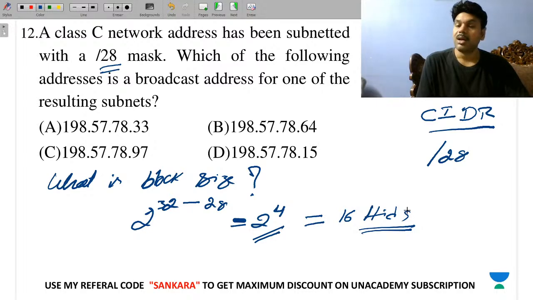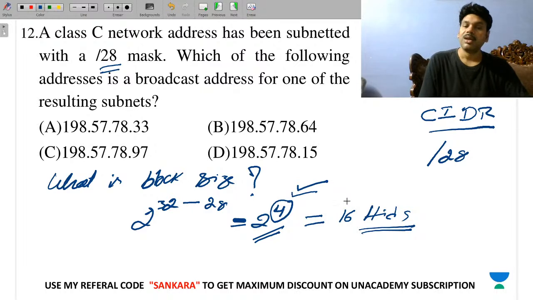That means the last 4 bits are supposed to be ones. You need to decide your broadcast address. Last 4 bits zeros means it is the subnet ID. Last 4 bits ones means it is the subnet broadcast address, because your block size is 16 only. So my dear friends, you identify it in such a way.